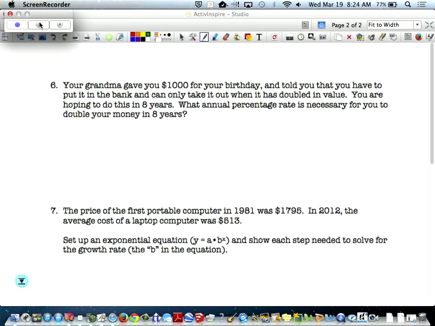All right, your grandma gave you $1,000 for your birthday and told you you have to put it in the bank and can only take it out when it's doubled in value. You're hoping to do this in 8 years. What annual percentage rate is necessary for you to double your money in 8 years?